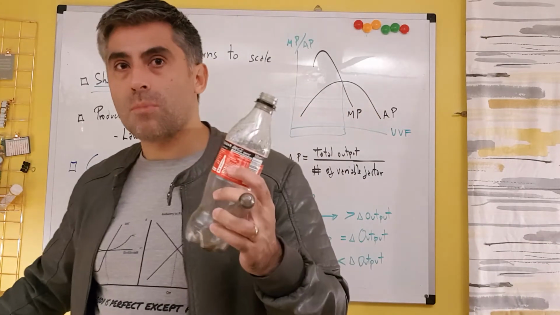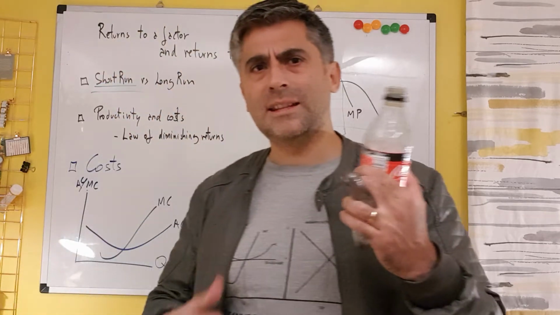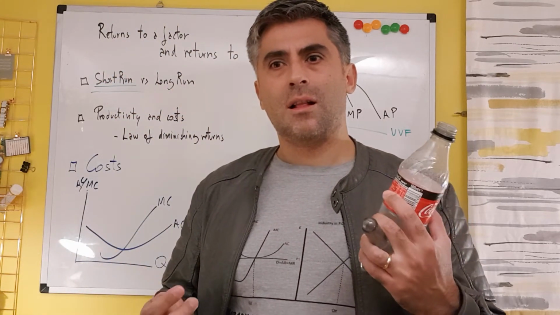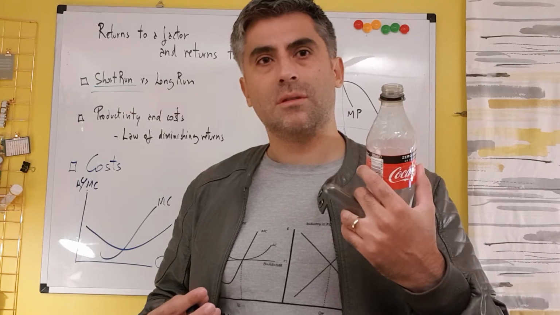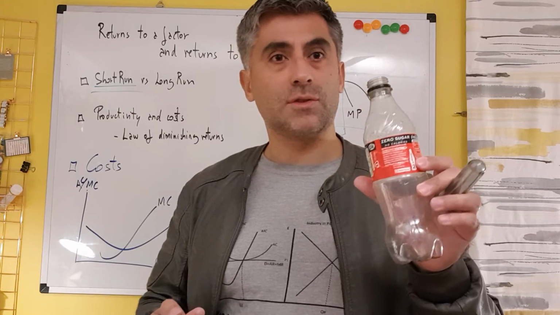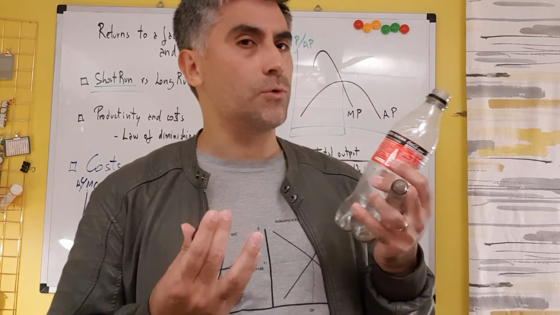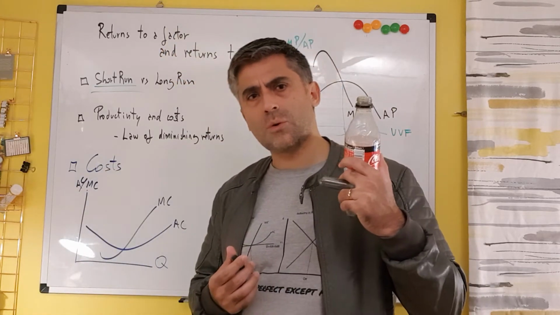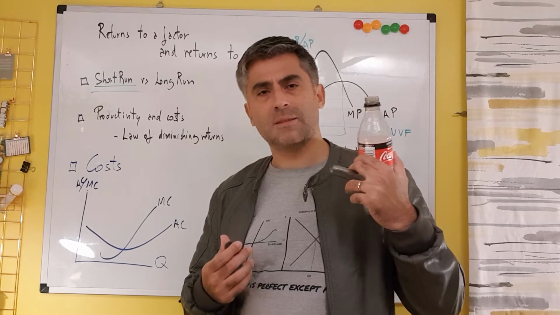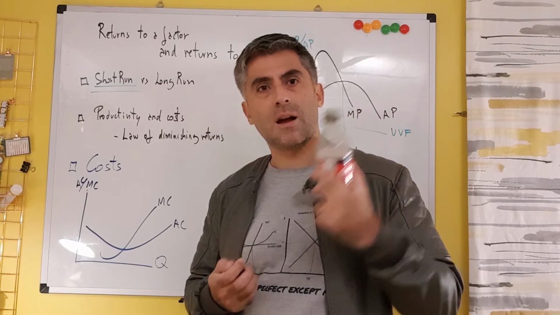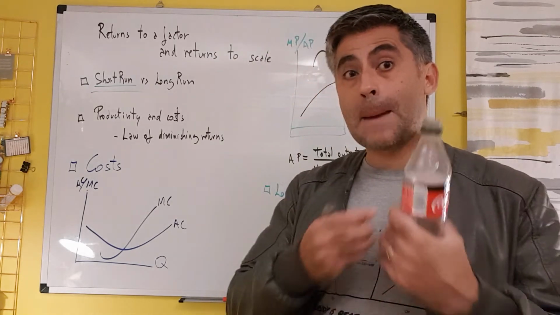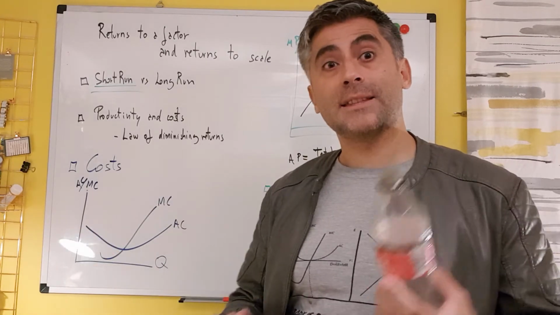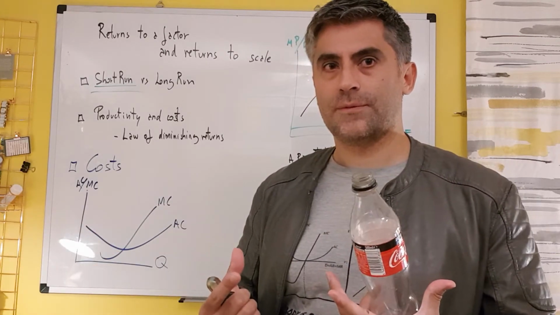So if I only make one bottle and I need to cover my costs, then that's going to be a very expensive bottle. It's going to be a very expensive bottle because there's a lot of costs, especially fixed costs, involved in producing it. So especially the fixed costs are going to be very high for one bottle. However, if I make 1 million bottles, then I can spread those fixed costs.